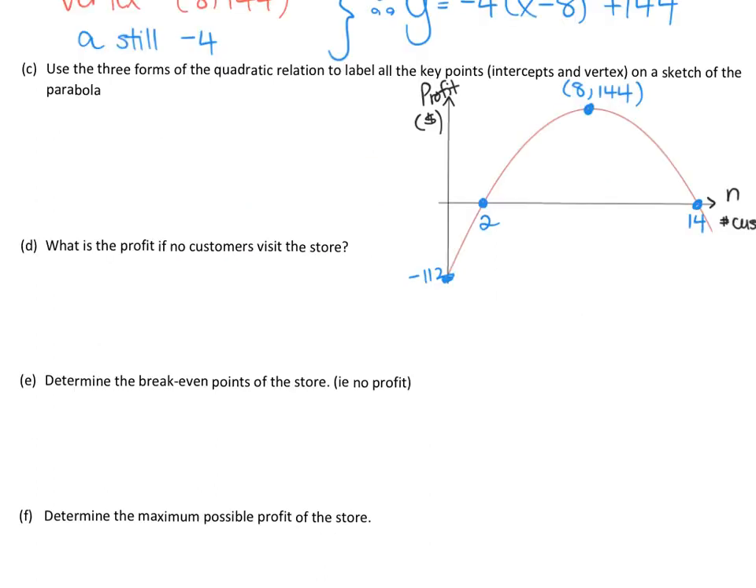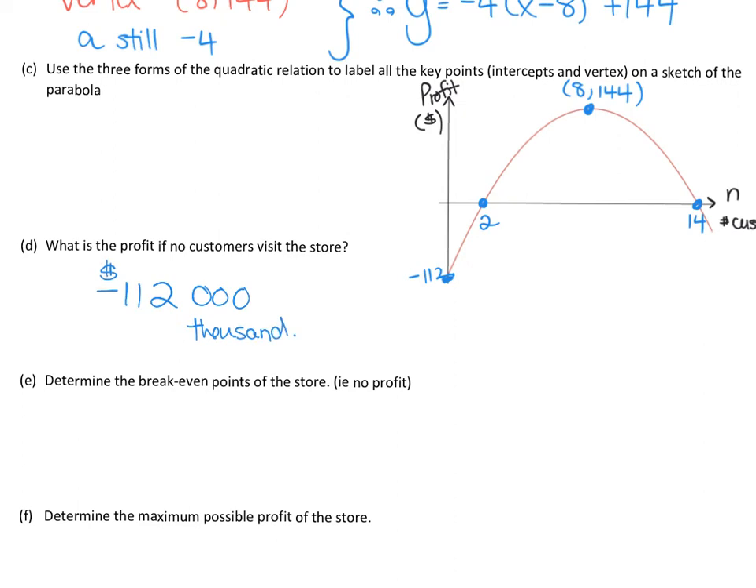Okay, first question, what is the profit if no customers visit the store? No customers that visit the store, the profit is negative 112, okay? And here's where those units become important. It's actually the profit in thousands of dollars, and so it's actually negative 112,000 dollars. They're in the hole if no customers come to the store.